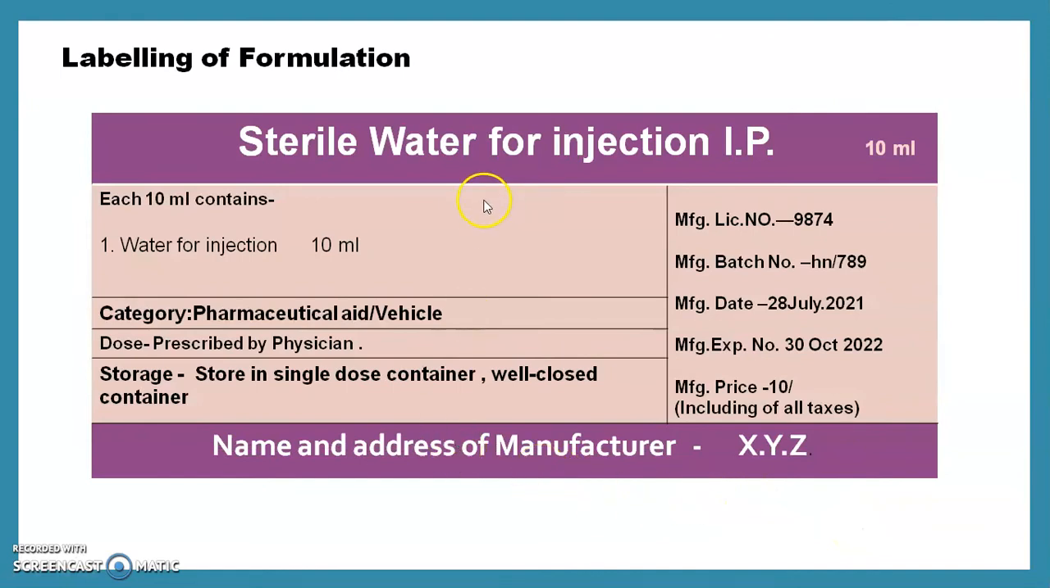Then labeling of the formulation. The label of the parenterals is like this: the name of our preparation at the top side, and at the right hand side its volume should be mentioned. Then each ml or each 10 ml content should be written on the label. Category is pharmaceutical aid or vehicle. Dose as prescribed by the physician. Storage condition should be written. It should be stored in a single dose, well closed container. Manufacturing license number, manufacturing batch, manufacturing date, expiry date, price of our preparation, and at the bottom the name and address of the manufacturer should be mentioned on the label.